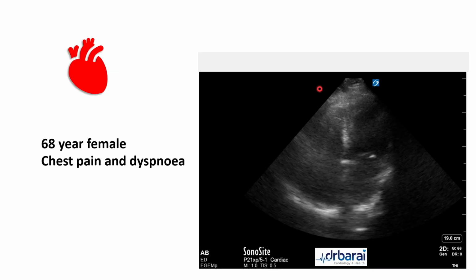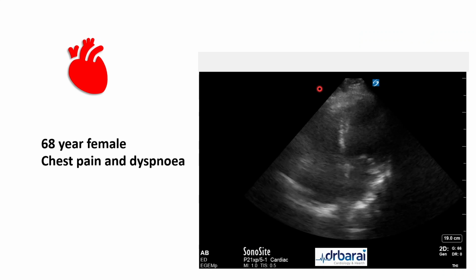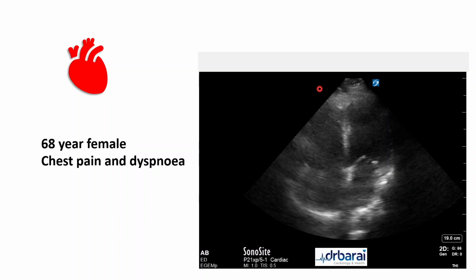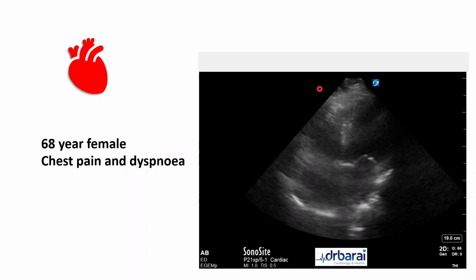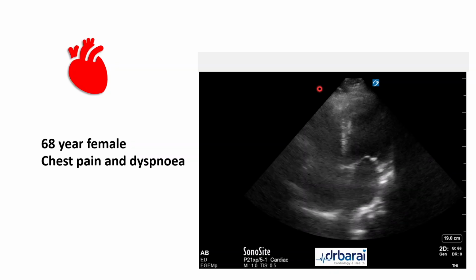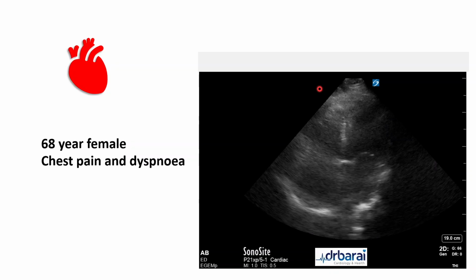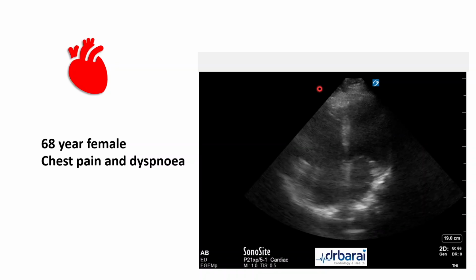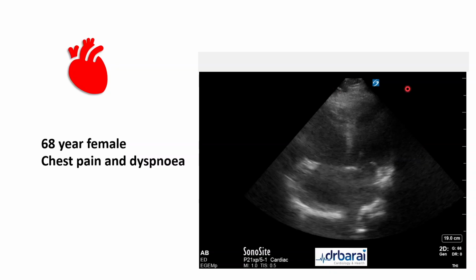Let me give you a real life example to illustrate this further. To measure the LVOT VTI, you need to get the parasternal long axis view to measure the diameter, and then for the VTI you need to go for the apical 5-chamber view. In this patient, a 68-year-old female who came with some chest pain and shortness of breath, we did a bedside echocardiogram, and this is what we found.